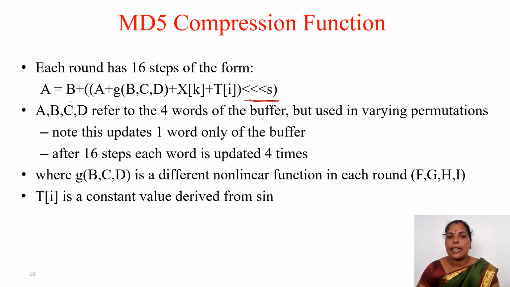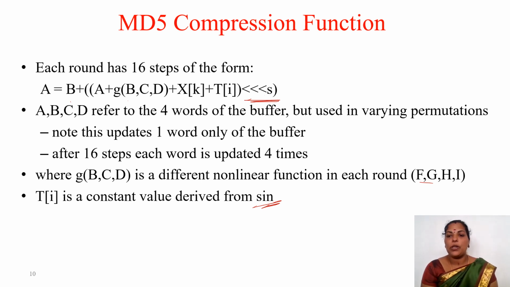So A, B, C, D refer to the 4 words of the buffer but used in varying permutations. This updates 1 word only of the buffer, and after the 16 steps, each word is updated 4 times. Here G of B, C, D is a different nonlinear function in each round, that is F, G, H and I. And T of I is a constant value derived from the sine function. Normal sine value is there, no? So this T of I value is derived from the sine function.